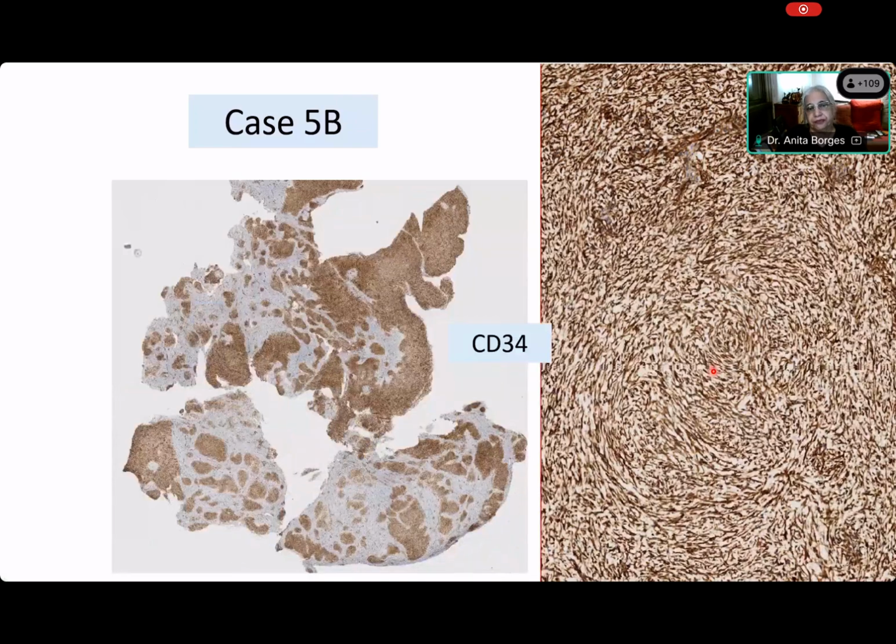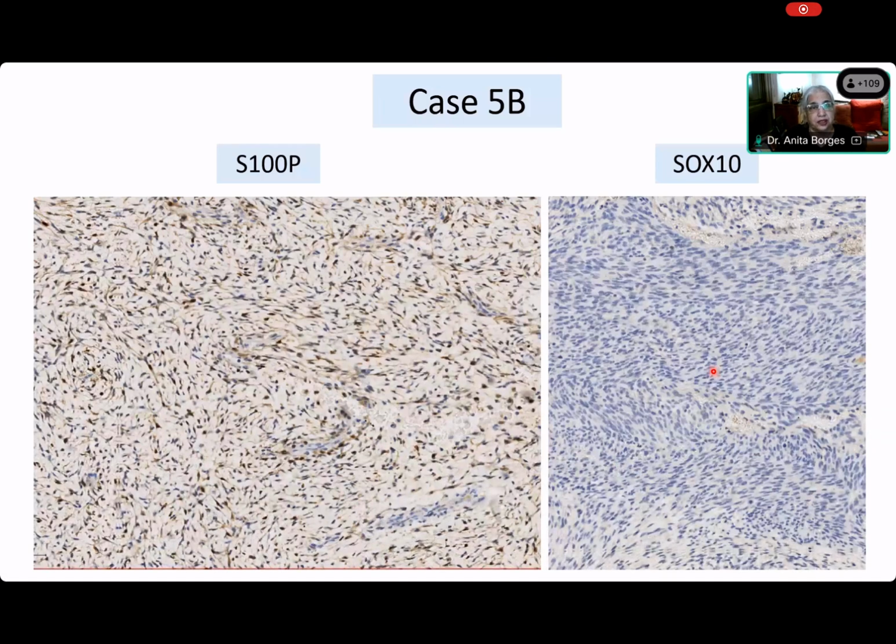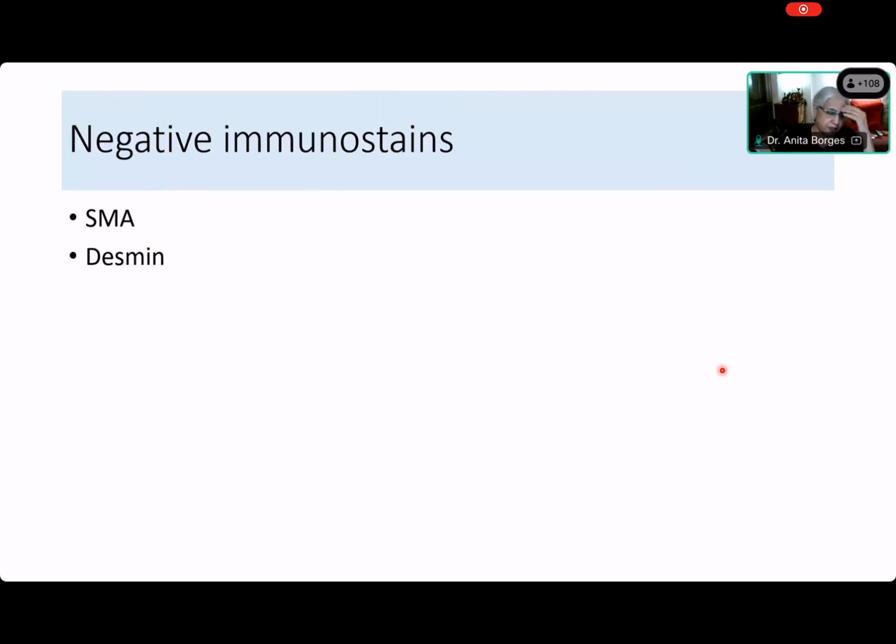Now we come to 5B. I told you CD34 was positive. Look at the amount of CD34. S100 protein is positive. It's nuclear positivity. You never read an S100 protein as positive in a sarcoma unless it is nuclear. S100 protein may be positive in the cytoplasm of histiocytes, but you never read it as positive in anything else, melanoma, sarcoma, any other thing. Apart from histiocytes, it has to be in the nucleus. SOX10, positive or negative? Negative, ma'am. Yes. And we have the other negative immunostains. There was no SMA, no desmin, no CK, no EMA.